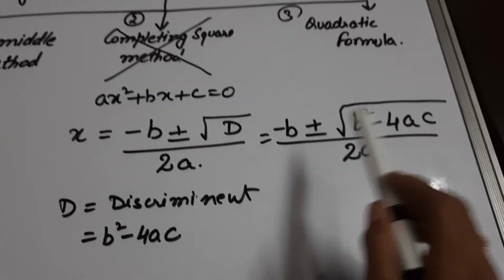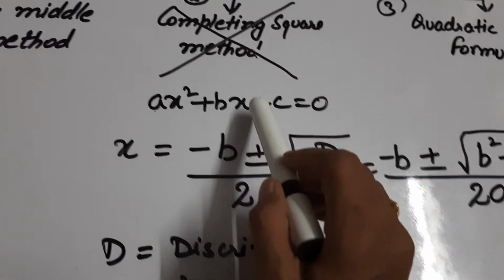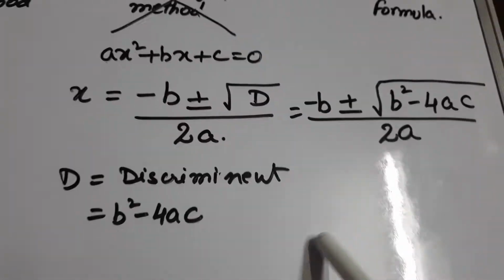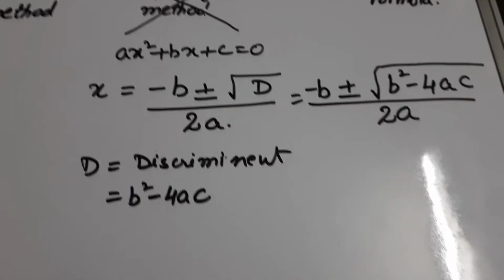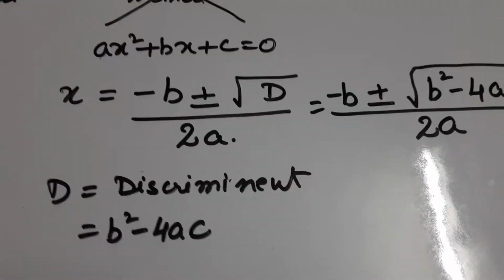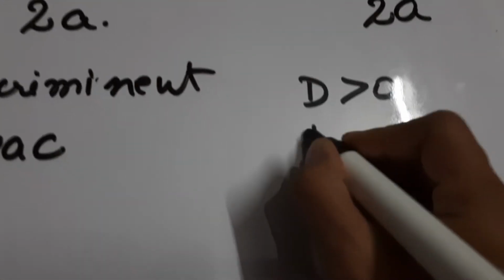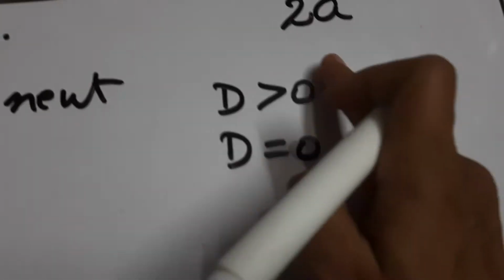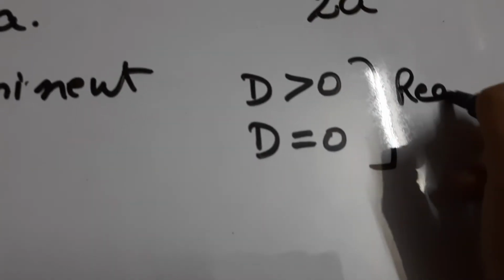Where a, b, c used are: a is the coefficient of x square, b is coefficient of x and c is the constant term. And now when do we have to apply this formula? When discriminant is greater than 0 and when discriminant is equal to 0. I taught you about the nature of roots. In these two cases we get real roots.